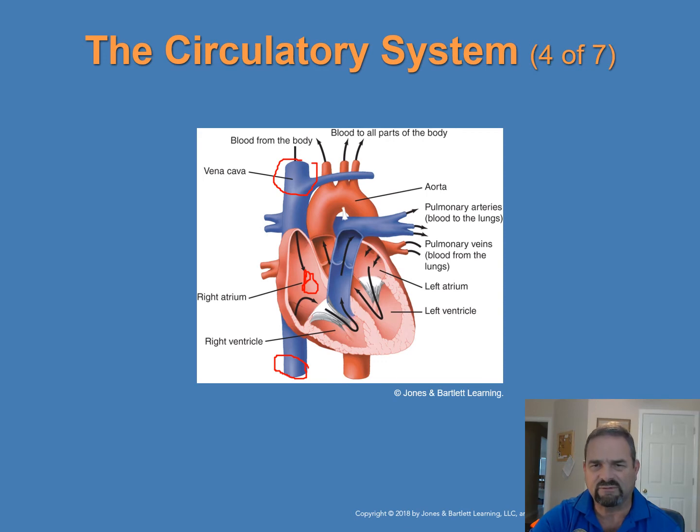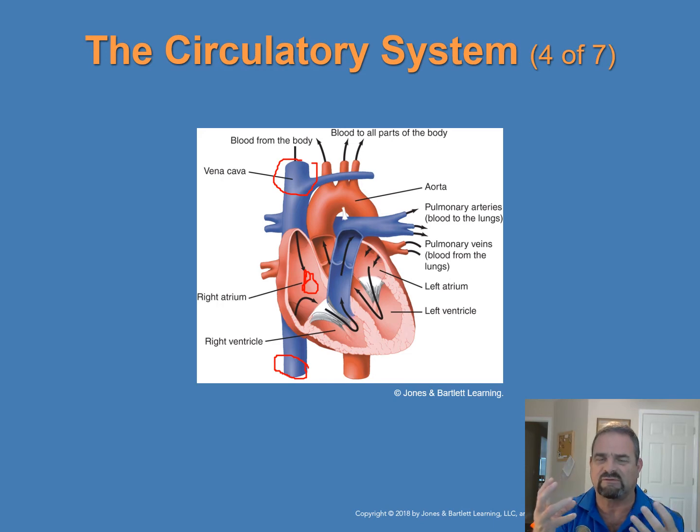The right ventricle then pushes it up into the pulmonary arteries, which take the blood to the lungs, where the carbon dioxide is removed and oxygen is replenished. Then the oxygenated blood comes back through the pulmonary veins from the lungs and empties into the left atrium. It is then pushed down to the left ventricle, which then pushes it up through the aorta.